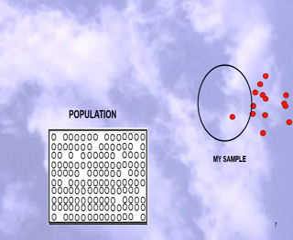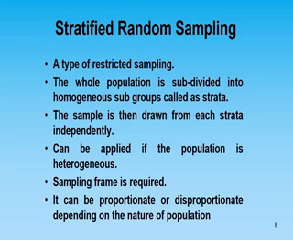In such a case, what is the next step? Let us go to the next step. In the next step, what comes forward is stratified random sampling. Stratified random sampling is a restricted random sampling.